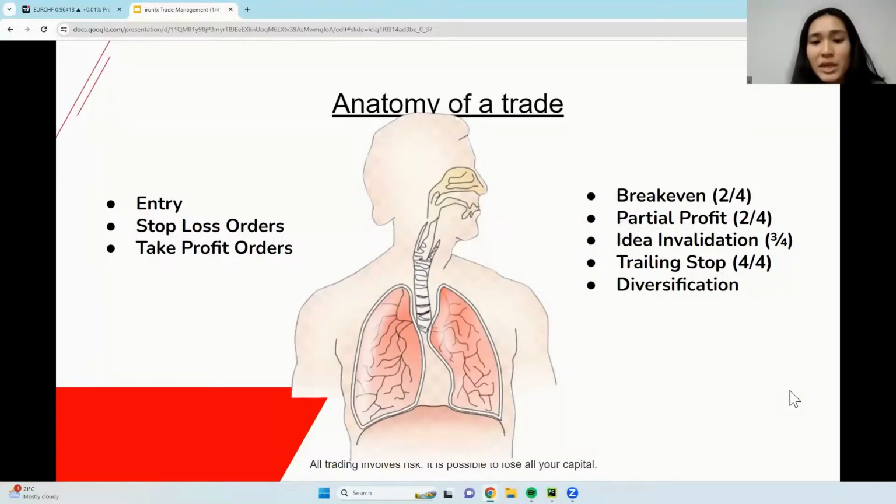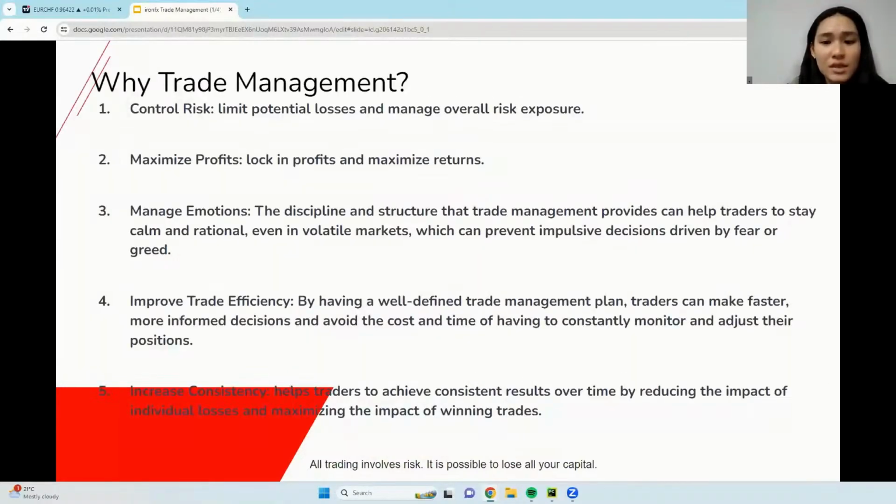In this webinar, we will be introducing the basics of trading, which are the three that we just went through. And we'll go through break even, partial profit, idea and validation in part 3 and part 2, and trailing stop loss in part 4. But it's important to know all of these as well. Trade management basically refers to the process of managing open trades in the financial markets to maximize returns and minimize risk.